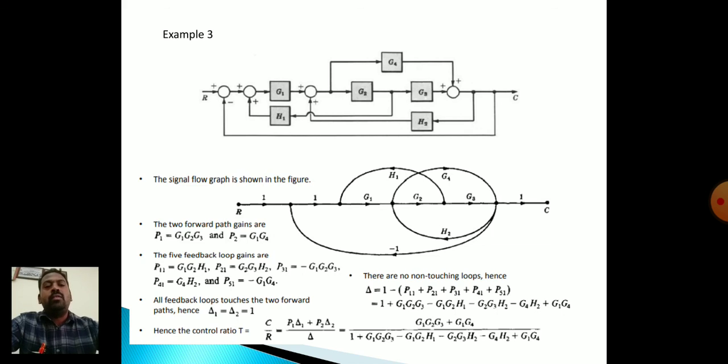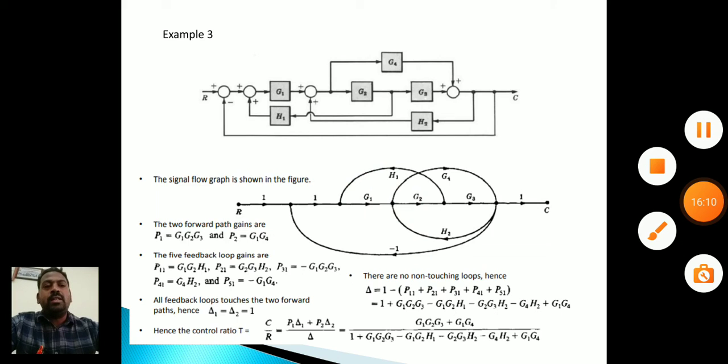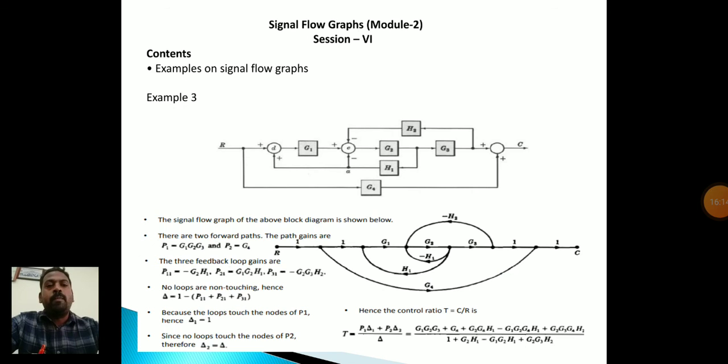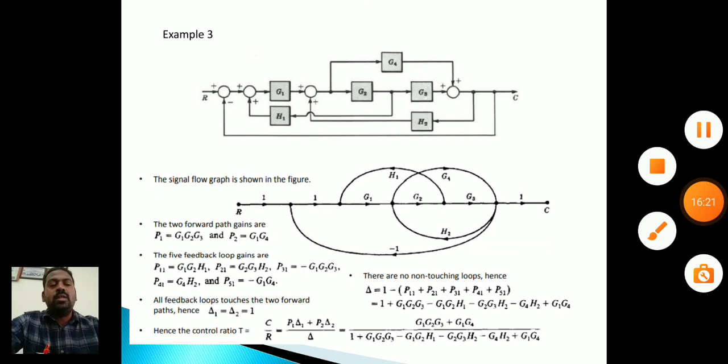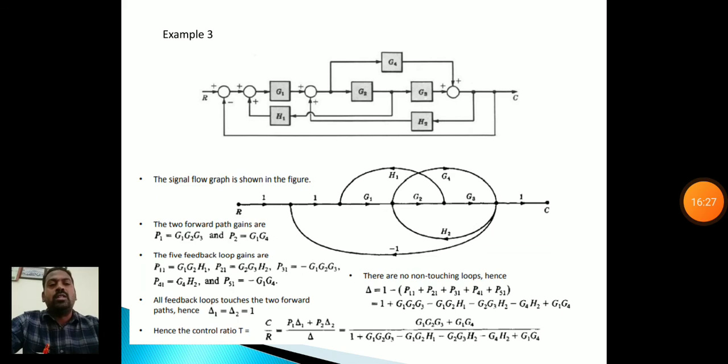But in the case of a signal flow graph, you have to identify the number of forward paths and the number of loops. If any one loop is missing, you will get the wrong answer. And after this, you have to identify the pairs of non-touching loops. If any pair of non-touching loops is missing, you will get the wrong answer. That is the difference between the block diagram and the signal flow graph. You will get the same answer in both examples. Only, you have to solve the example carefully.